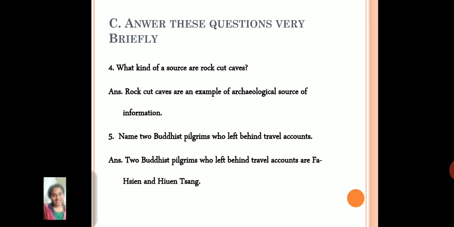So let's find out the answer. I hope you all have written the question. What kind of a source are rock cut caves? The answer, please write on the next line. In the margin, write ANS for answer, and start writing the answer.